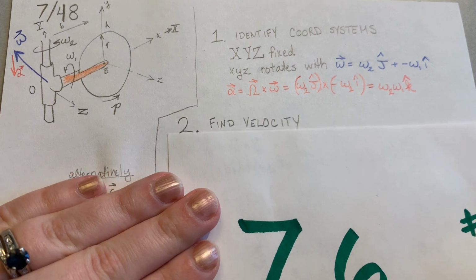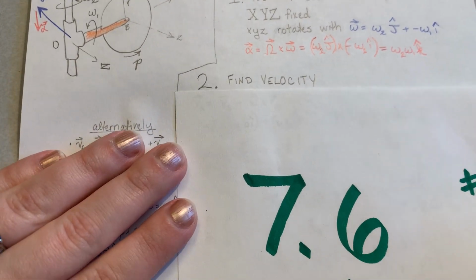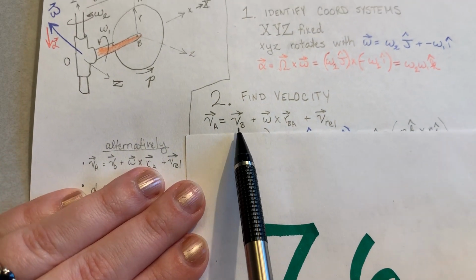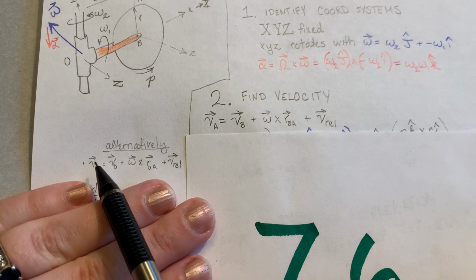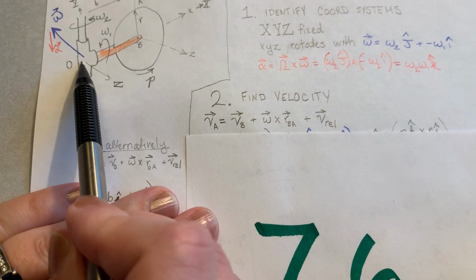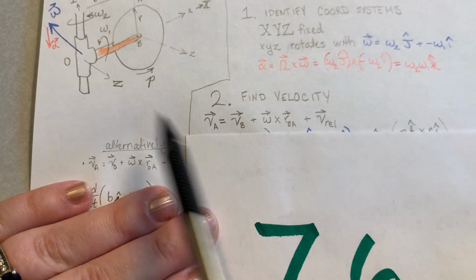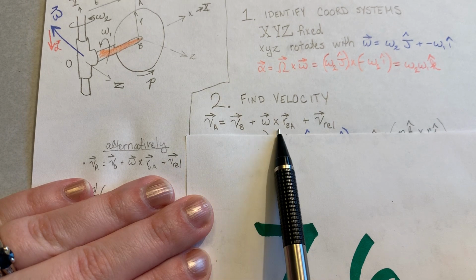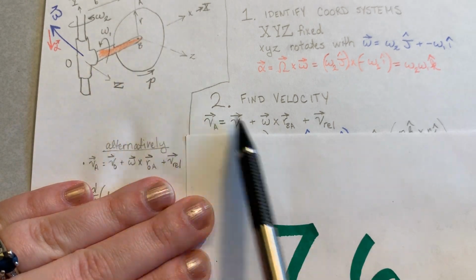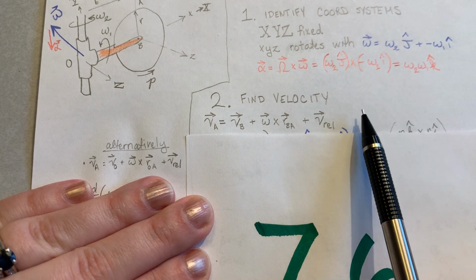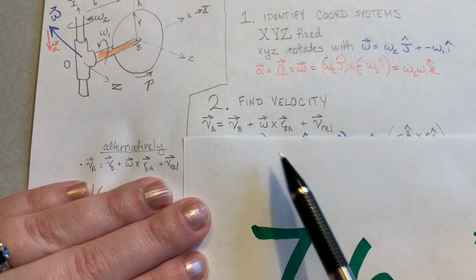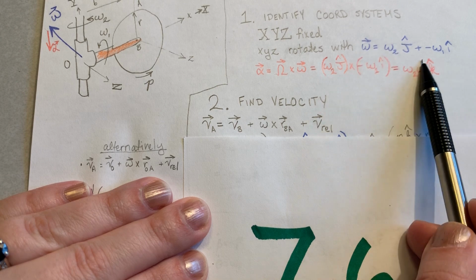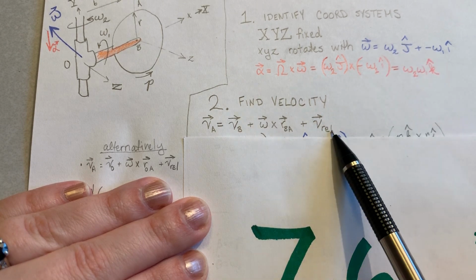All right, so now we find the velocity. That's step 2. And so we're going to use this equation, and we could have picked some other point here, like alternatively we could have said VA equals VO here, and then had some vector from O to R, but I think it's a little bit more intuitive if we use VB. So VA equals VB plus omega cross R from B to A plus VREL. And so here, for this omega, it's the rotation of the coordinate system that we care about. And what's this VREL?